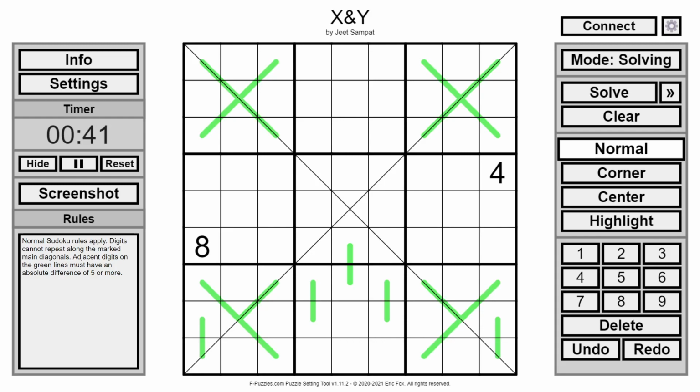This puzzle is called X and Y by Jeet Sampat. I got it from the Sudoku Testing Submissions channel of the CTC Community Discord. Let's take a look at the rules.